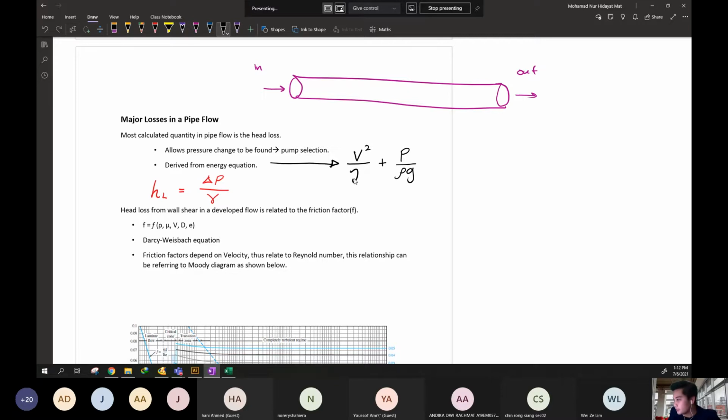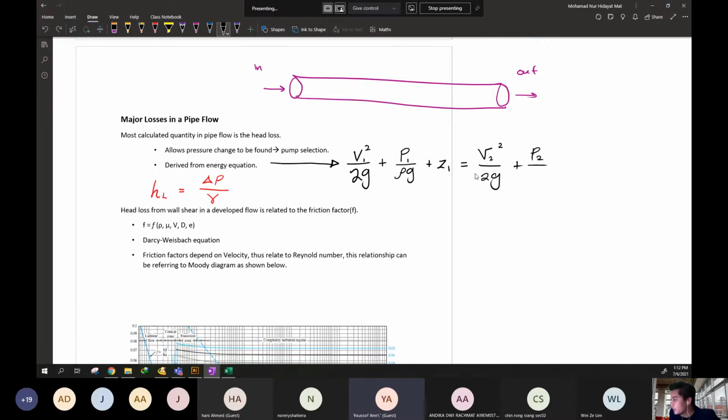Okay, V over 2G. Yes. And then plus Z1. Z1, yes. Equal V2 squared. So this is one, and repeat. Yes. And at the end plus HL.